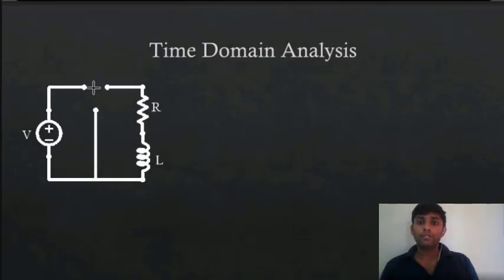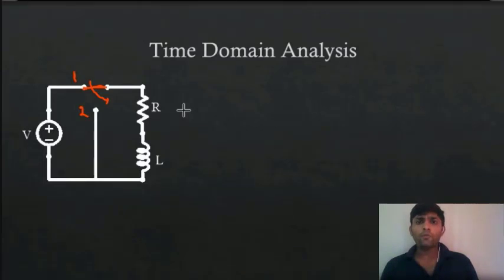The question is like this: earlier the switch was connected to position 1, and after some time it reached a steady state. Now this switch is changed to position 2. So what will be the initial condition, and what will be the final condition?